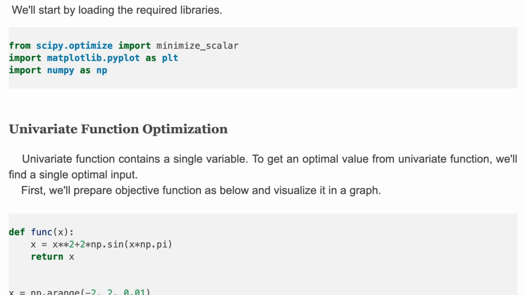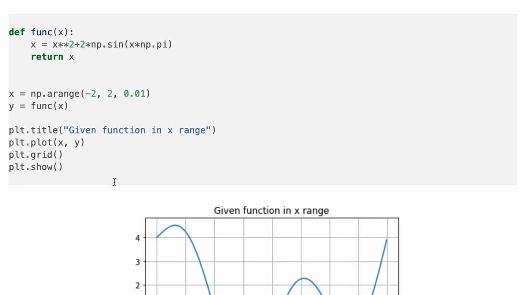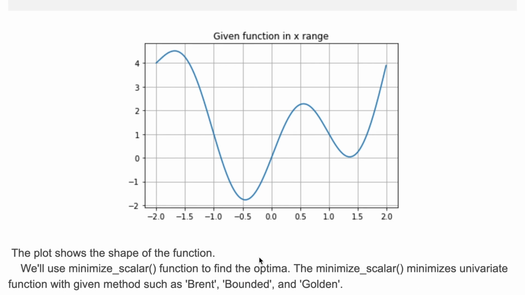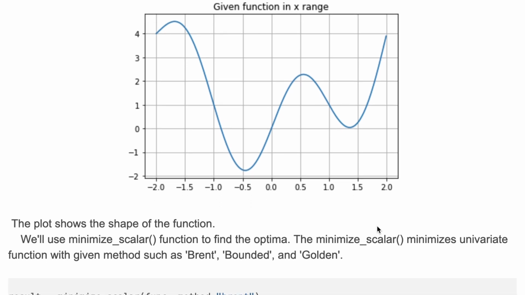First, we'll prepare objective function as below and visualize it in a graph. This is a target function, and then we can display it in a graph. The plot shows the shape of function. Then we'll use minimize scalar function to find the optima. The minimize scalar minimize univariate function with a given method such as Brent, bounded, and golden.